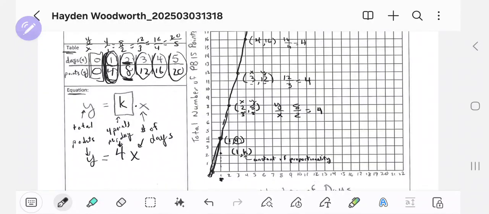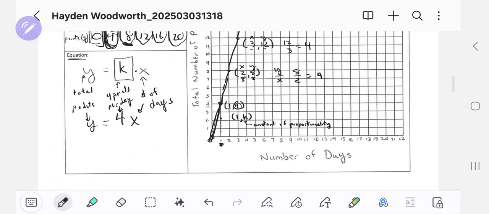Our constant of proportionality there, that's what we put in there, and that's what we multiply the number of days by to get the total points. So if I said, oh, hey, 100 days, how many points would you have? Well, you just simply do 4 times 100, which is 400 points. So this guy here is always your constant of proportionality. Pause if I get too far ahead of you, rewind, review, listen to it again.